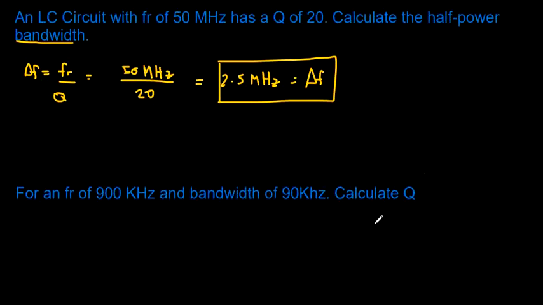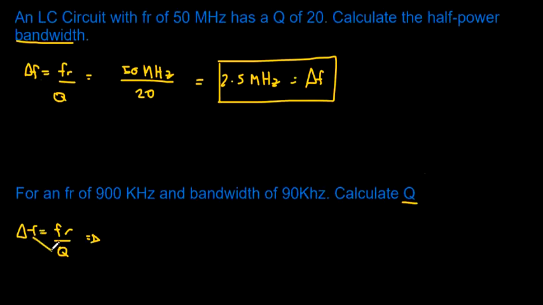Okay, next is for an FR, yung resonant frequency natin of 900 kilohertz and bandwidth of 90 kilohertz, calculate the Q. Okay? So, ano yung formula natin na gagamitin? Yung pa din. Okay, so dito sa time na to, ang hinahanap naman sa kanya is Q. So since Q yung hinahanap natin, madali lang yun. Ang gagawin lang natin is derive natin yung ating formula.